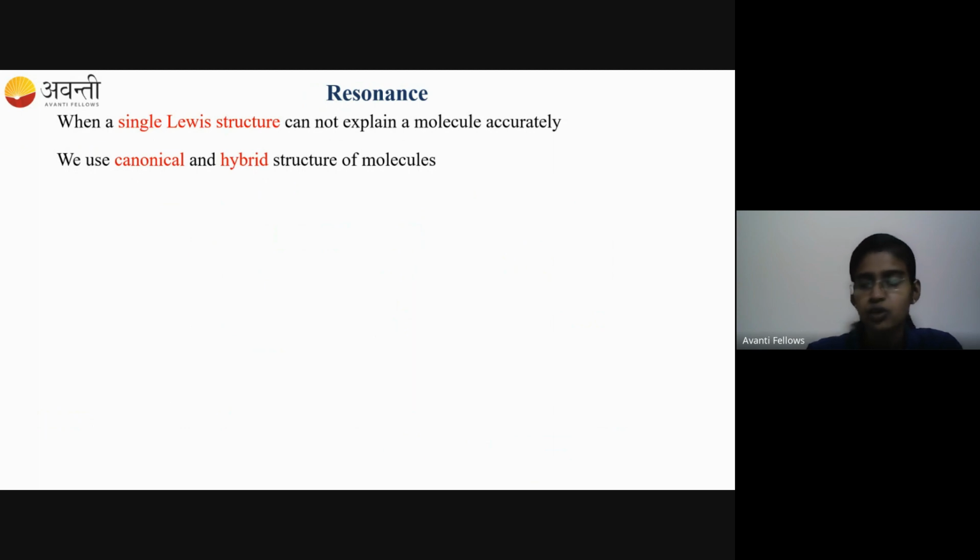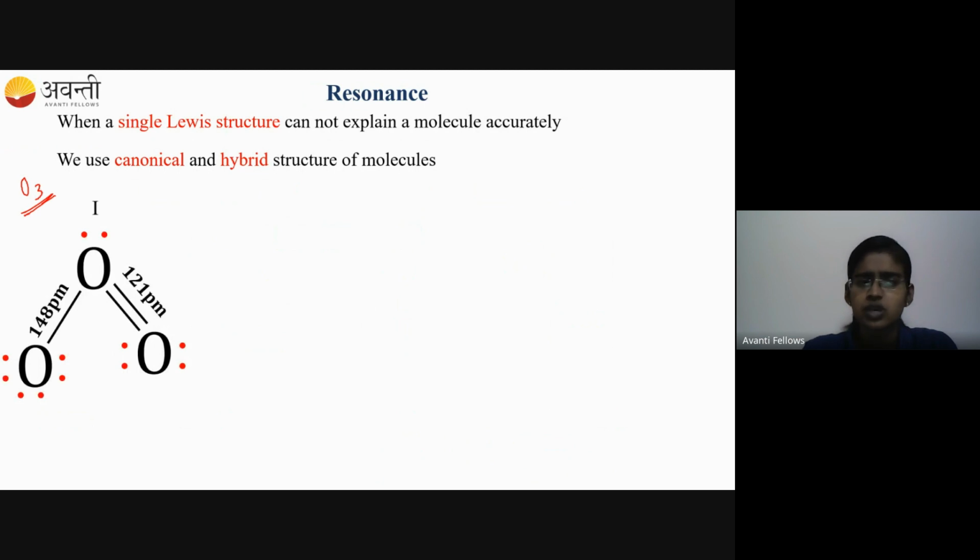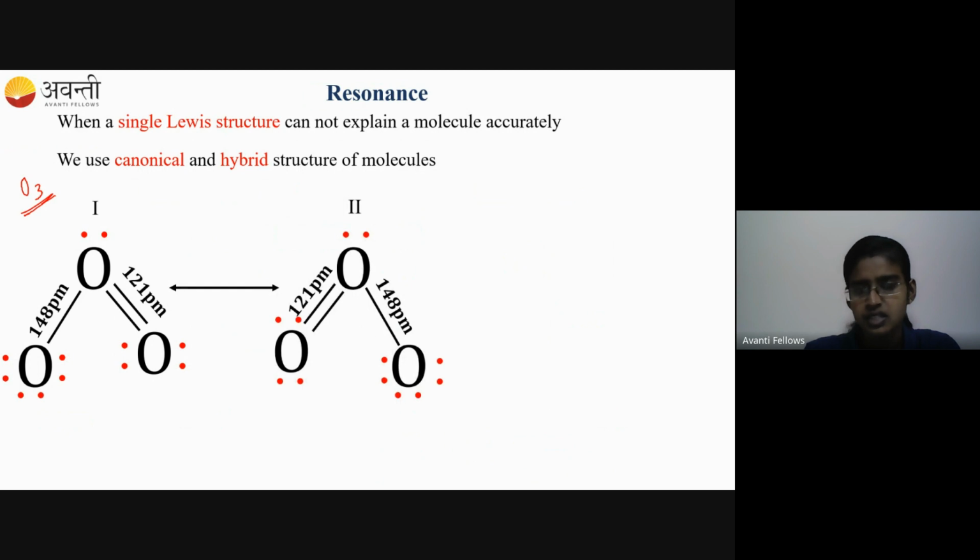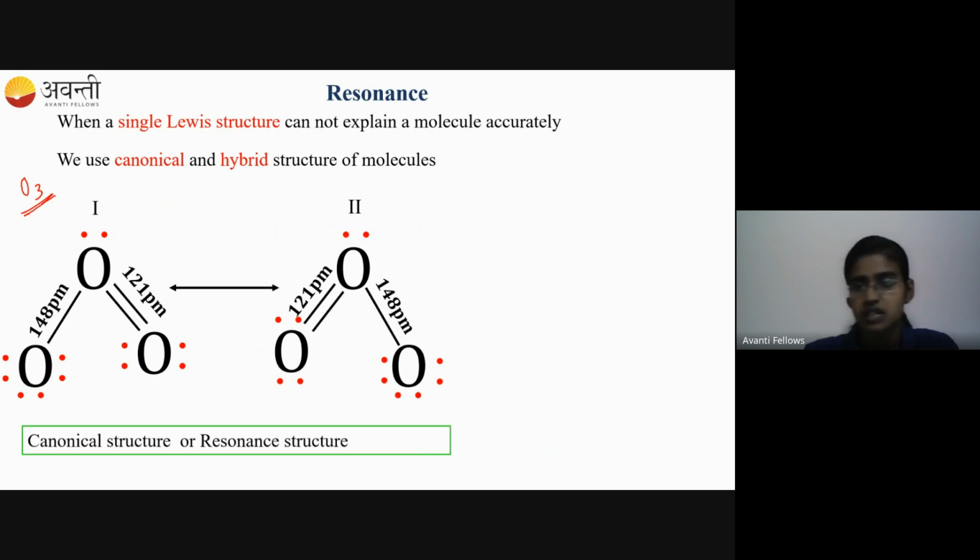Now I'll take the ozone molecule. The ozone molecule is O3, right? O3 is the formula for ozone. One of the structures of this O3 is this, and one more structure I can write, the second representation. Now these two are called resonance structures, or we can call them canonical structures. Resonance or canonical structures will not exist in reality. Only the hybrid structure will exist in reality.